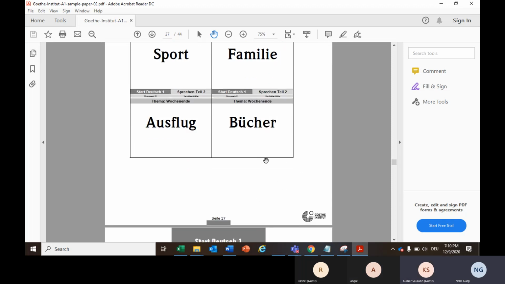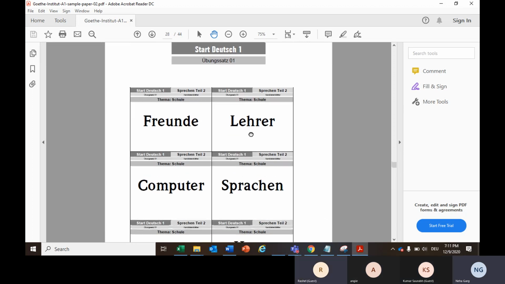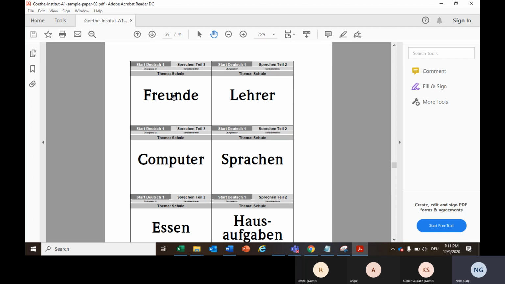What is Bücher? It's the plural form of book. So, ich liebe Bücher am Wochenende? Ich lese, not liebe. Yeah. Ich lese Bücher am Wochenende. Okay, next. Again, Rachel, your turn.